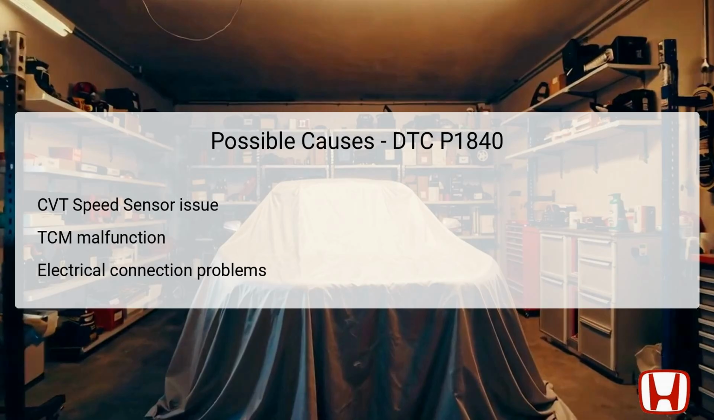DTC P1840 can arise from several issues surrounding the CVT speed sensor and TCM setups. Firstly, the CVT speed sensor itself may be faulty, leading to inaccurate readings of the secondary shaft's position. This can occur due to physical damage, wear, or internal sensor failure.